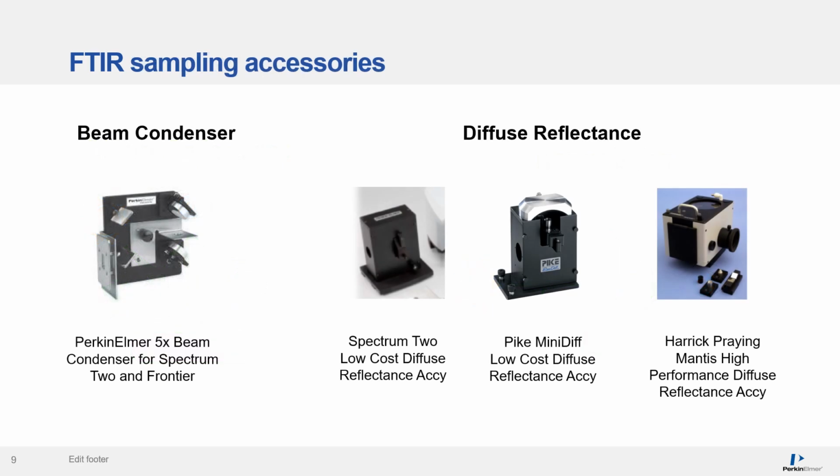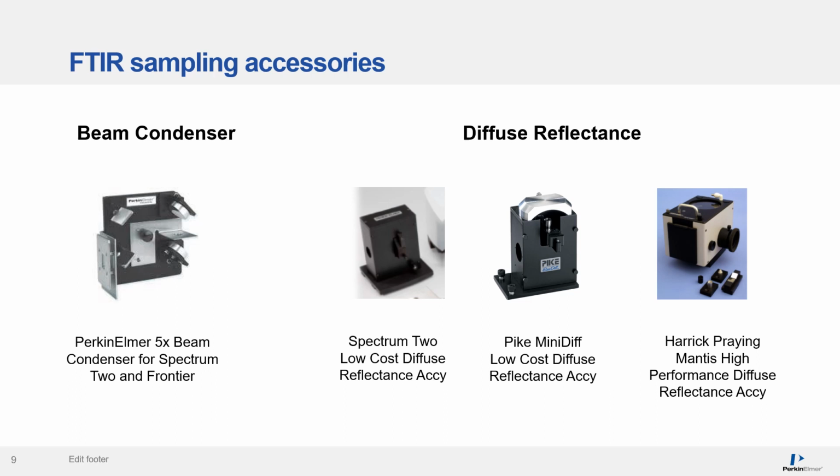There are a variety of sampling accessories available for both transmission and reflectance measurements on an FTIR that are suitable for gemstone measurements. For transmission, we would use a beam condenser. The beam condenser will reduce the size of the optical beam to match the typical size of gemstones to be measured. A 5x beam condenser will reduce the beam at the sample down to approximately 1.5 millimeters in diameter.